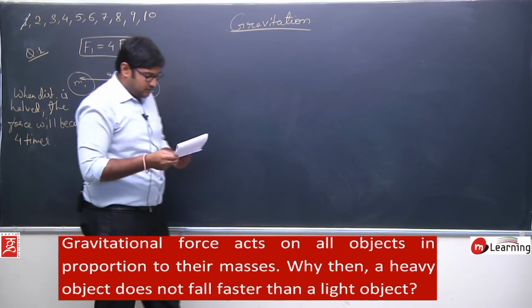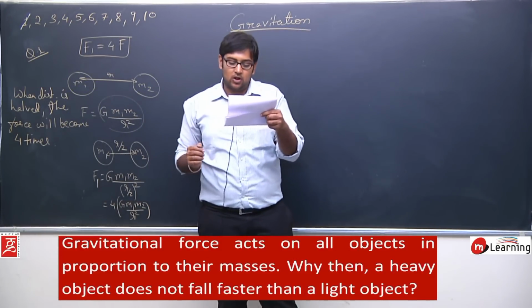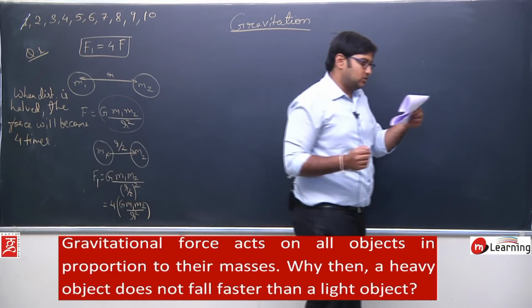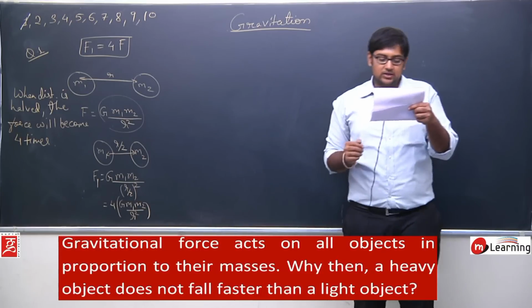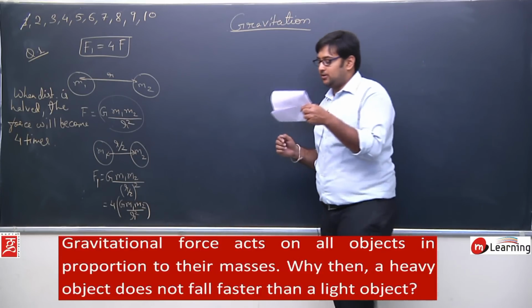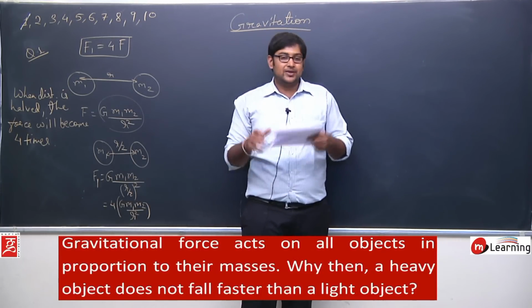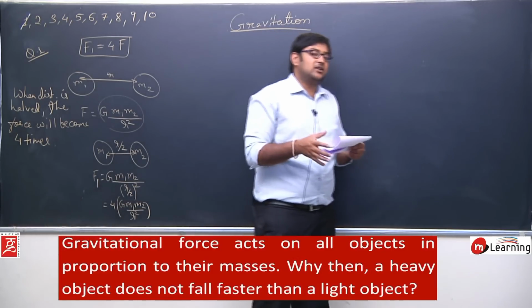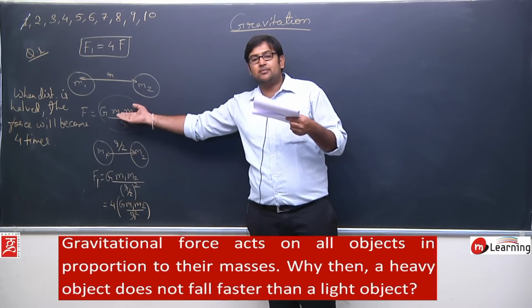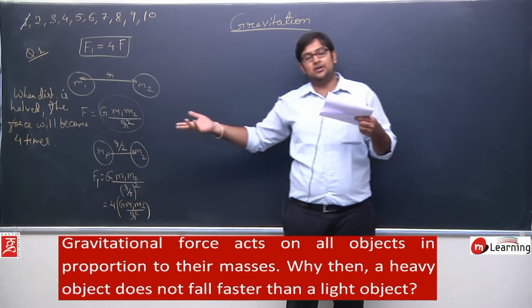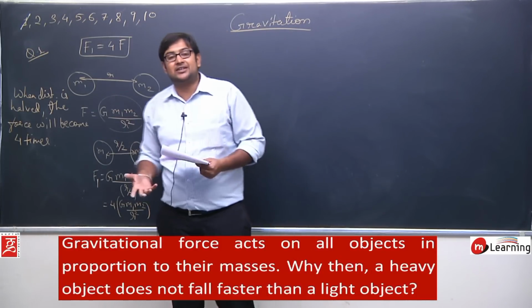Now let's see the second one. Question number 2 says, gravitational force acts on all objects in proportion to their masses. Why then does a heavy object not fall faster than a lighter object? So the question says that since the gravitational force depends on the masses, we can see it has the expression of mass in its formula, then why is it that heavy objects do not fall faster compared to the lighter objects?